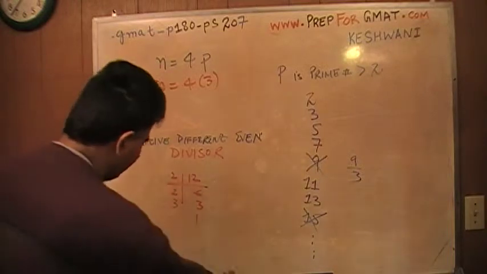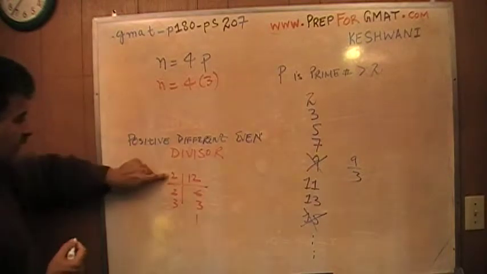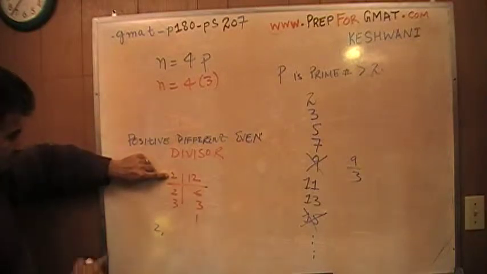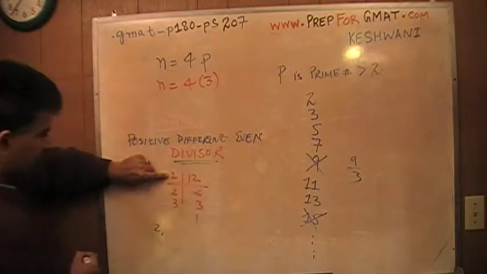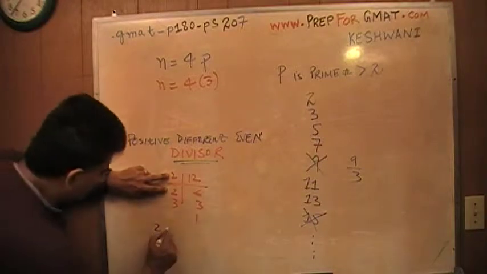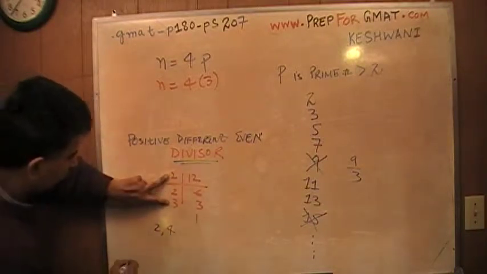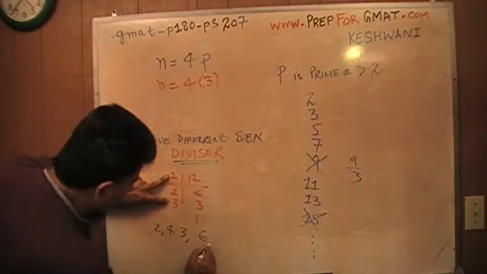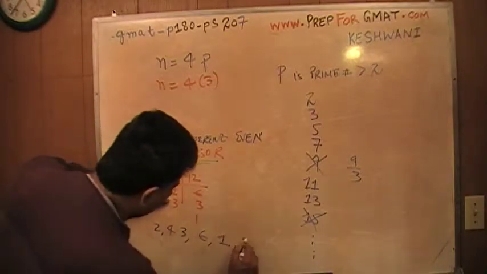So I'm going to make a list now. It looks like 12 goes into 2. It will go nicely into 2. These are divisors. It will also go into 4, 2 times 2. It will also go into 3. It will go into 2 times 3, which is 6. And of course it will go into 1. And it will go into itself.